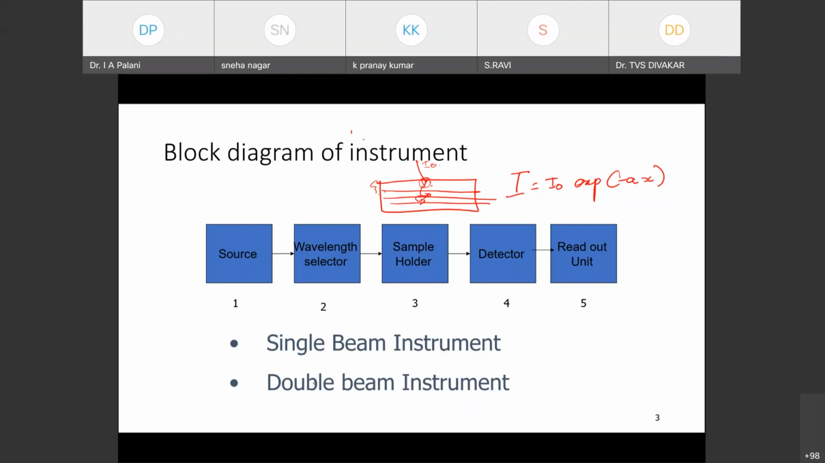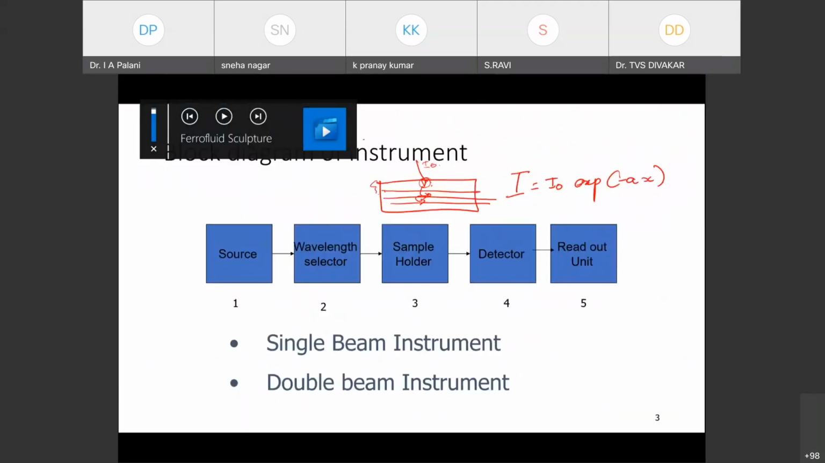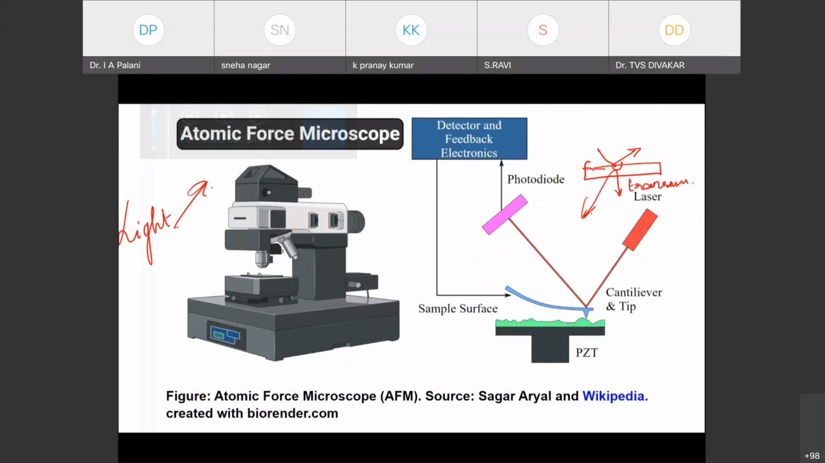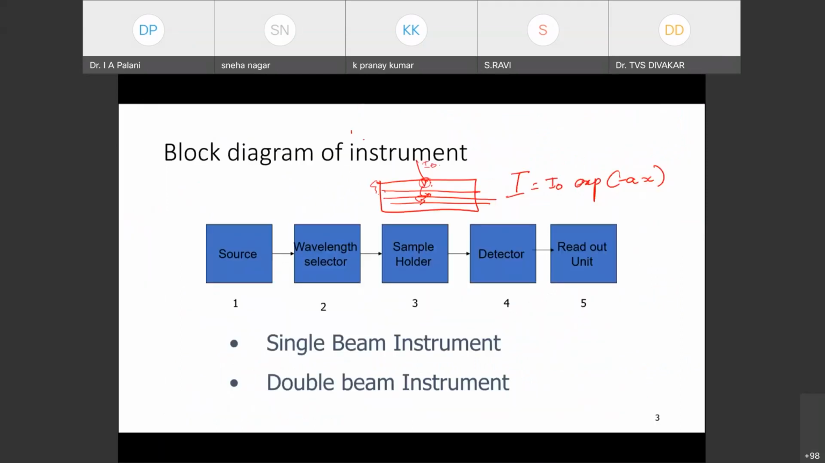So basically, whatever absorption is there, that absorption is appropriately translated in the form of heat. That is what your light is used for, some kind of material processing or some kind of manipulation. In fact, one example which I told you is manipulating a cell.